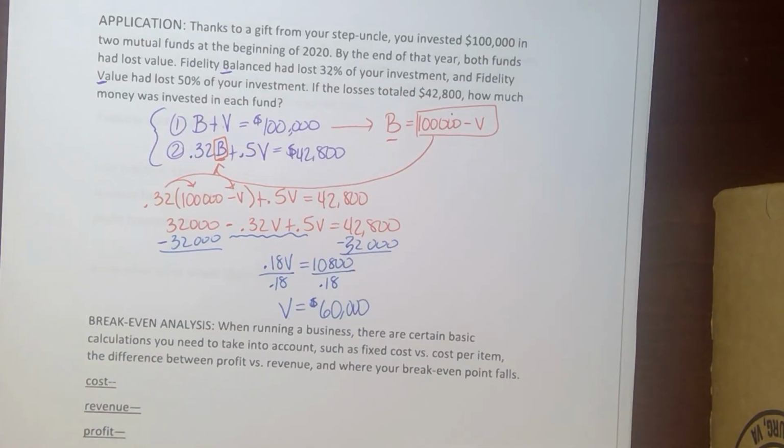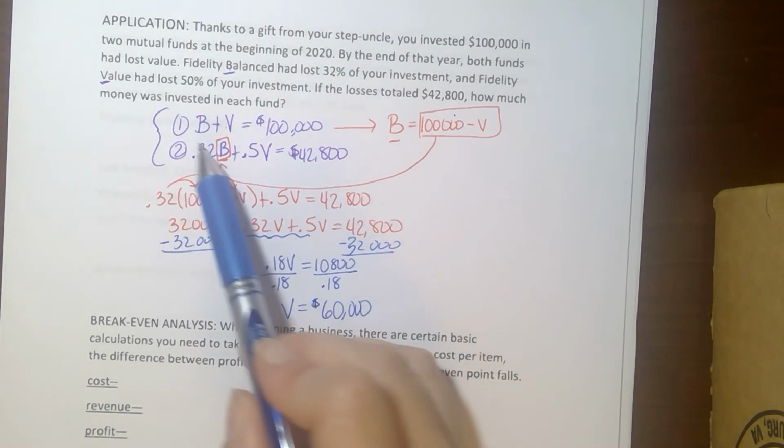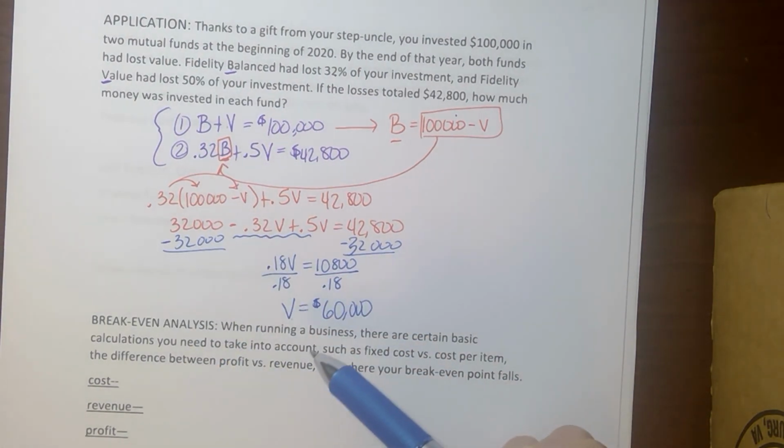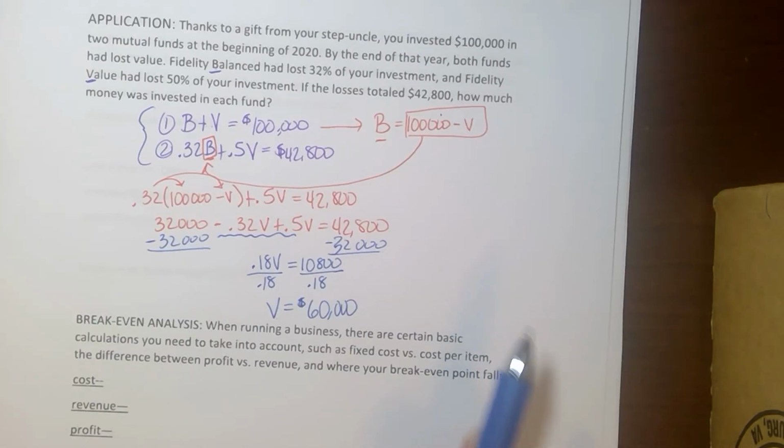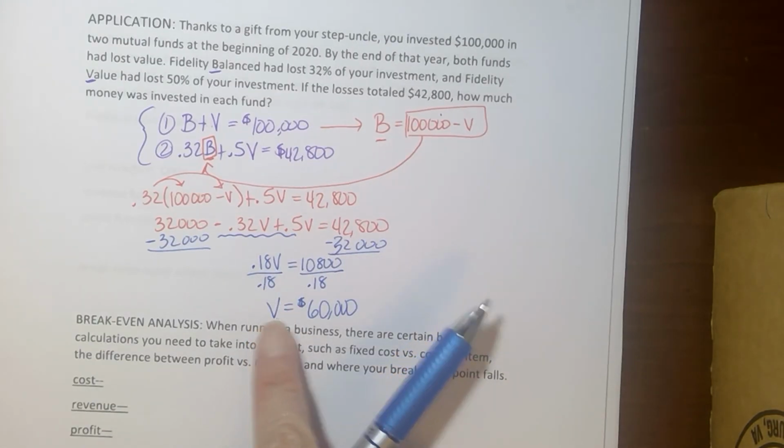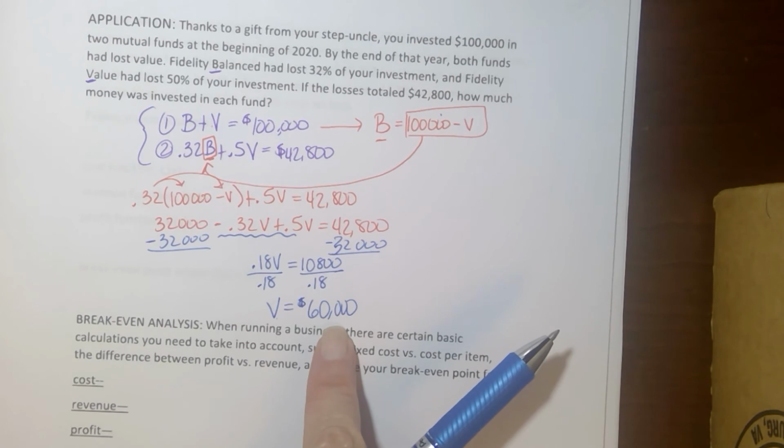Now notice that I didn't just pick X and Y as my variables. I tied my variable names to the problem so that when I got to the end, I knew what my answer meant. I didn't have to guess. The value account, Fidelity Value, had an investment of $60,000.